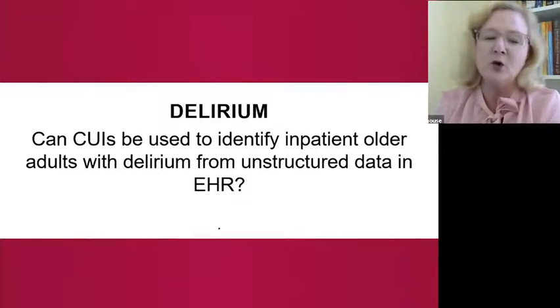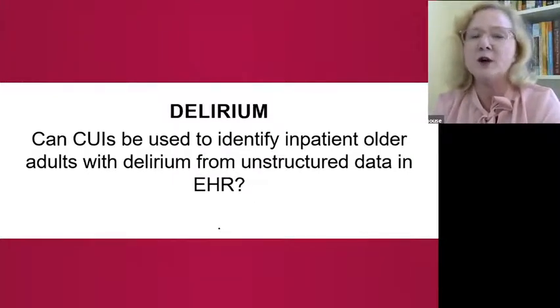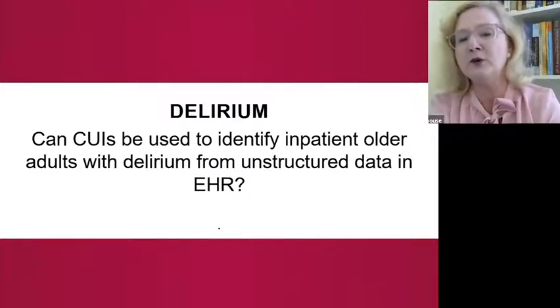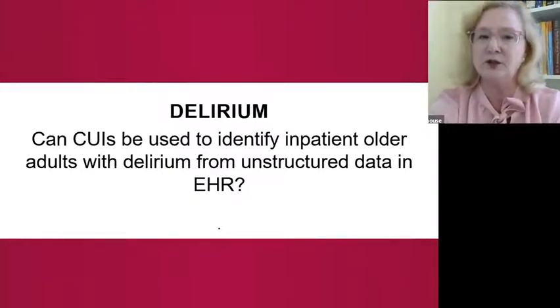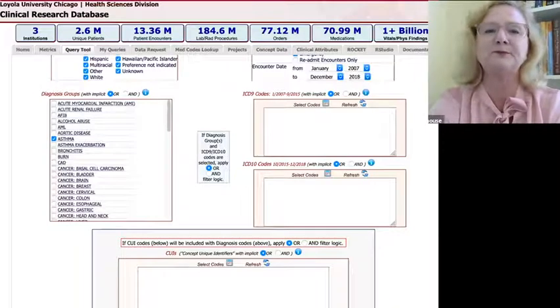So we ran a query for general delirium CUIs with that same population, and our results came back at 20,938. So 10 times the number of CUIs came up than the number of ICD-9-10 codes. So this was very intriguing to us. We felt like, okay, we have enough data here to use.